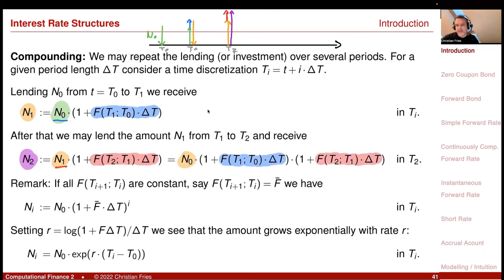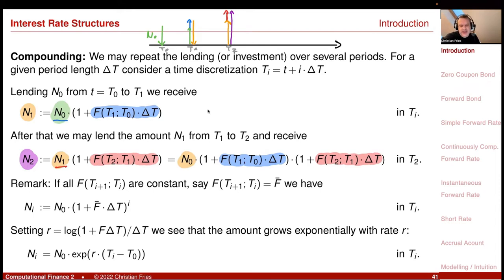If you repeat this, you get some exponential growth. So you have Ni is N0 times 1 plus F. Assume that F is now constant, it's always the same. Then I could just write 1 plus F times delta T to the power of i. Otherwise, it's a product of the 1 plus Fi, if you like. You can also write this in exponential form, defining, if F is constant, r to be the logarithm of 1 plus F delta t divided by delta t, then you can write this like this. This is just called compounding: if you have a guaranteed interest rate for a fixed time, you have some exponential growth. That's all the classical stuff here. Nothing is stochastic.